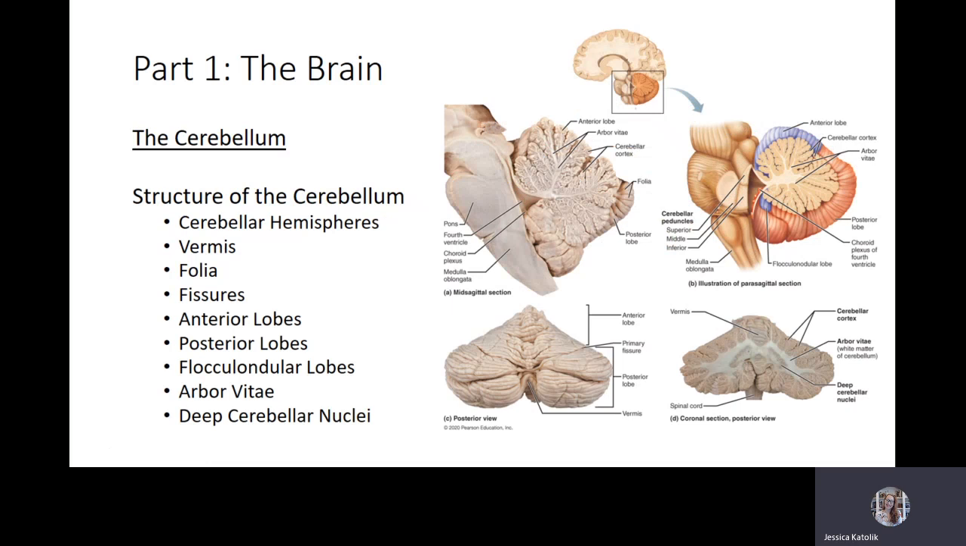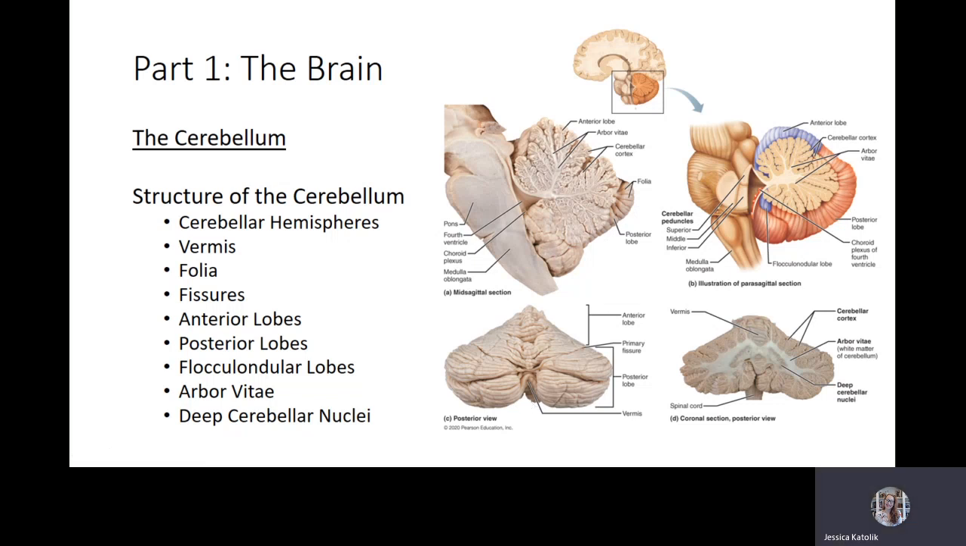The cerebellum has two cerebellar hemispheres, one on one side and another on the other side. The hemispheres are connected by a vermis. Vermis means worm in Latin, and so it's a worm-like connection that goes along the center of the cerebellum.